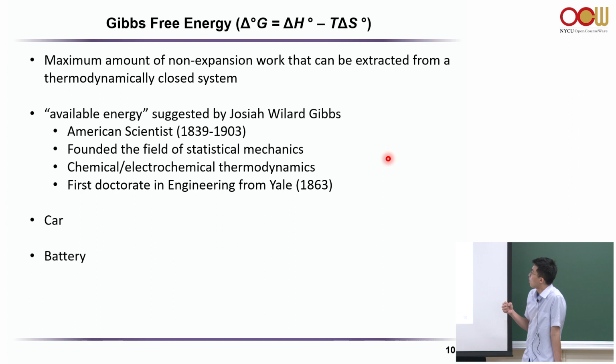So actually, Josiah Willard Gibbs, he is an American scientist. He came up with this concept of free energy. And he was actually the first PhD in engineering that was awarded from Yale.